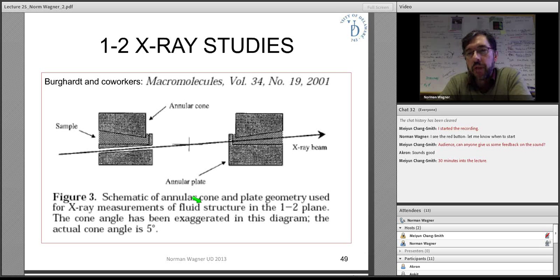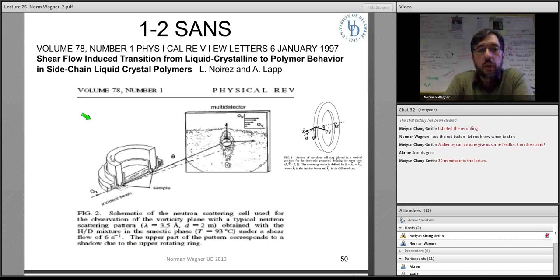Before I do, I would mention that people have accessed the 1-2 plane before, although they don't have the spatial resolution to look at shear banding. There's beautiful work done by Wes Burghardt and co-workers using an annular ring cell. And this is X-ray scattering work. There are a number of papers on that. And there was actually an attempt to do something very similar by a French group, published at just around the late 90s, again using this ring-type geometry, bringing the neutron beam through, and trying to get access to this 1-2 plane.